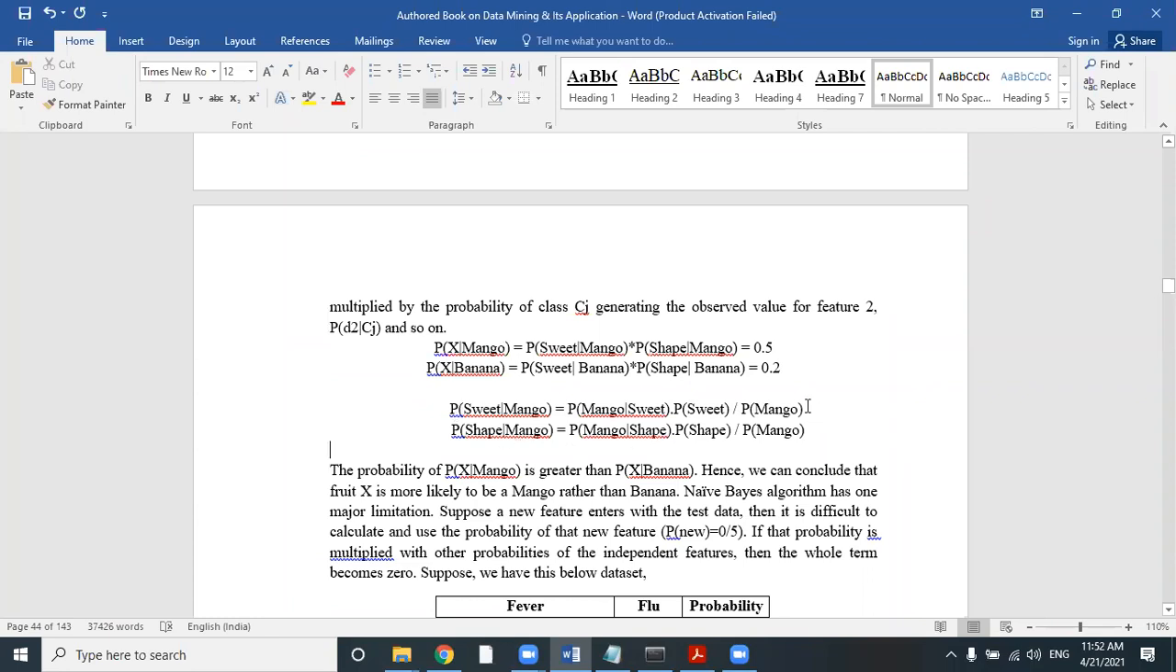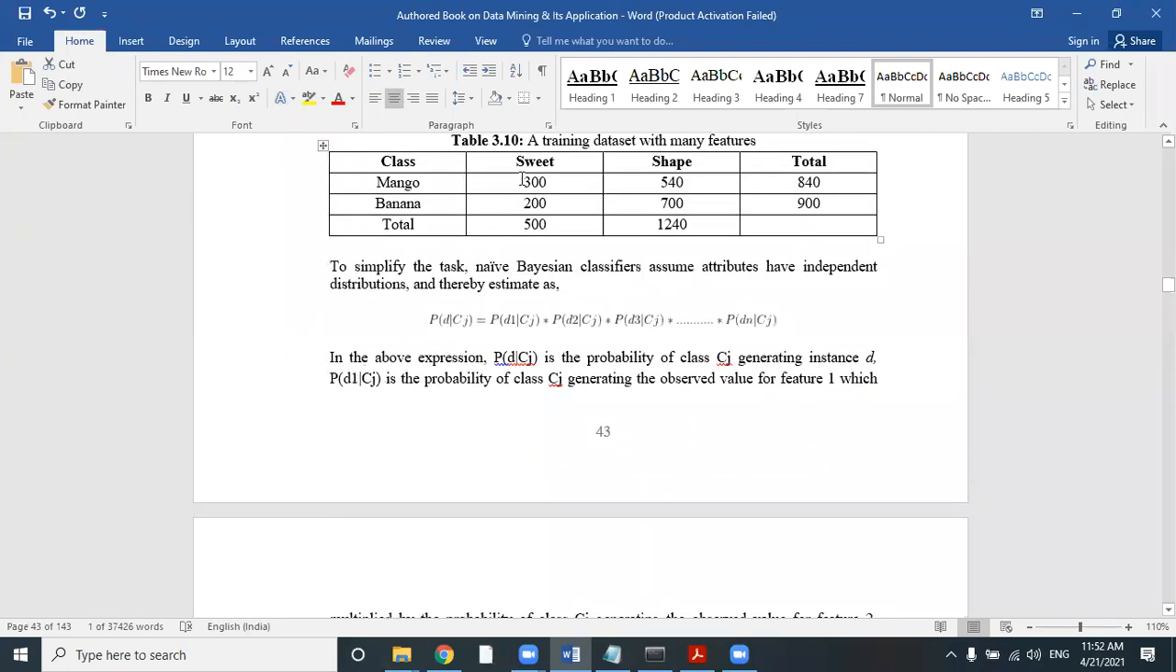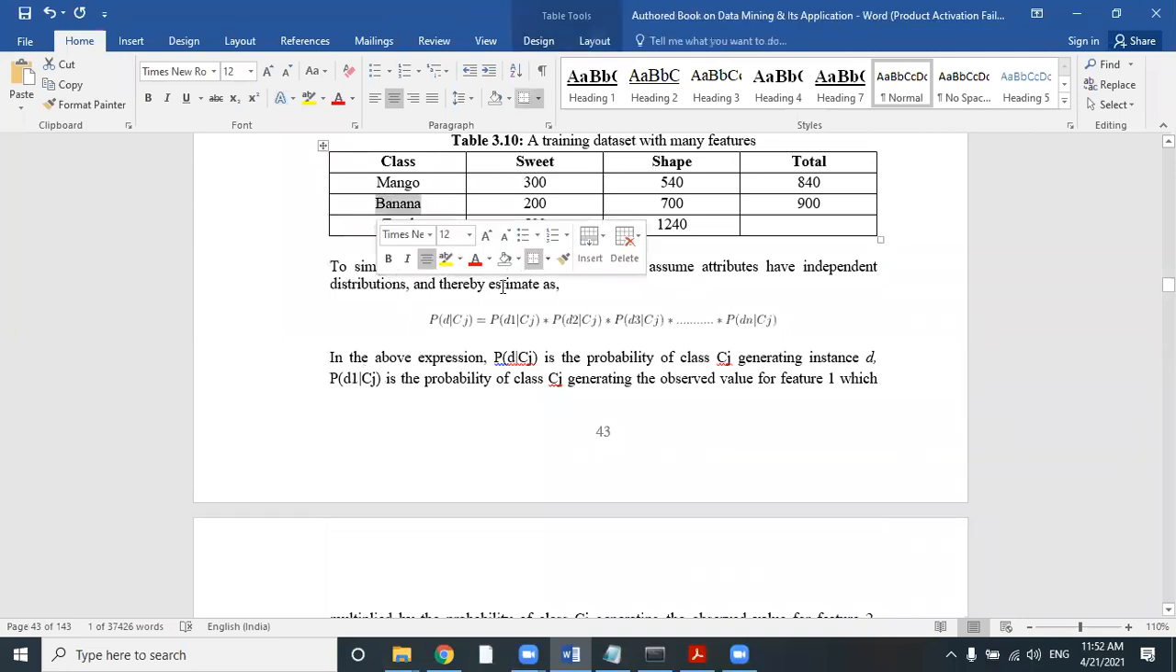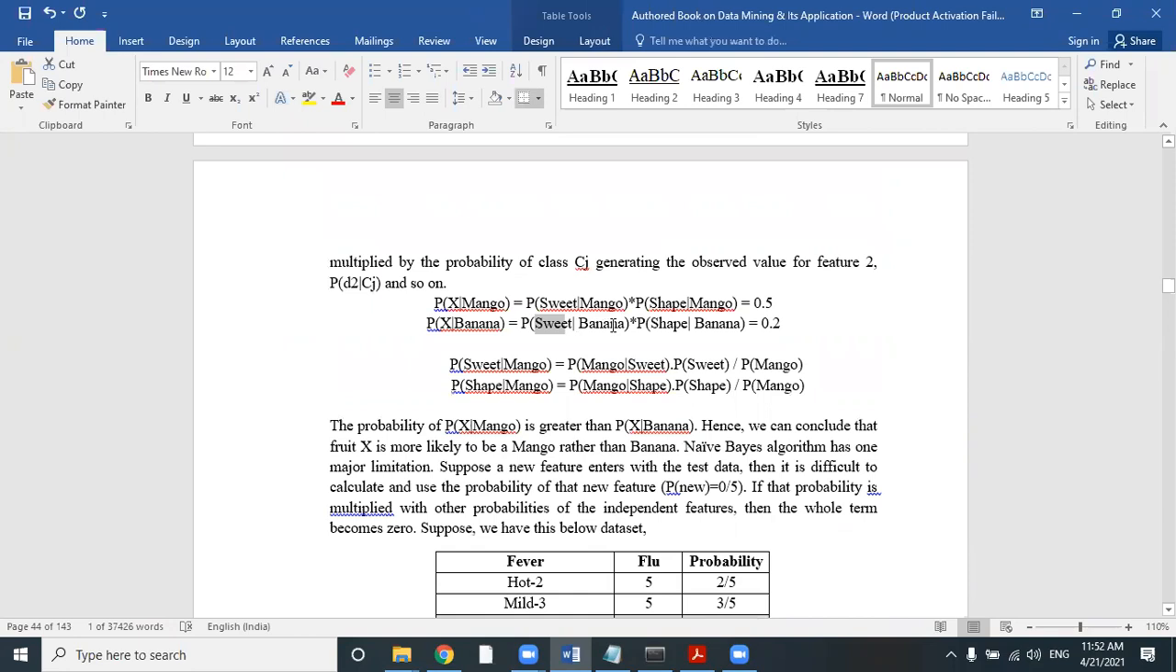After calculating these two, if we multiply the values we have received from them with each other, then we will get the final probability 0.5. In a similar way, we will calculate the same probability for the second class, banana. That means how much banana is sweet, we calculate the probability of sweet given banana, and the shape of the banana, the probability of shape given banana. Then again we will multiply the two values through the conditional probability, and we will get the final probability of x given banana as 0.2.